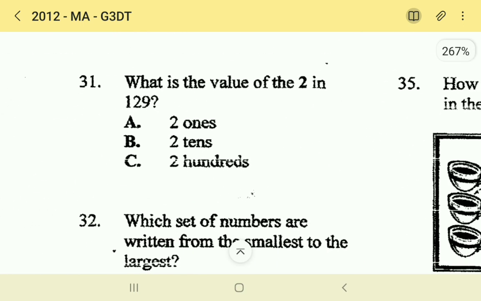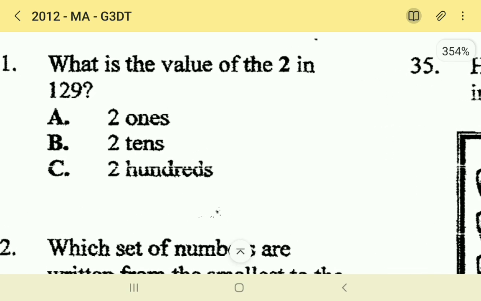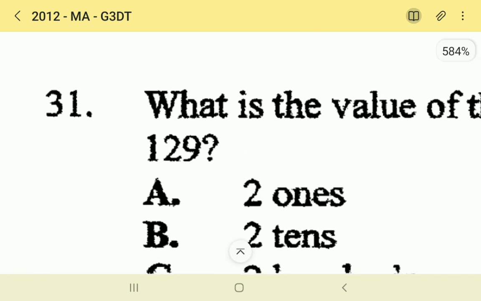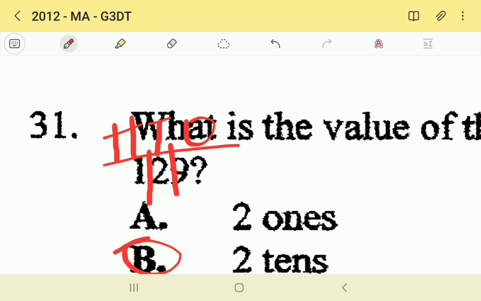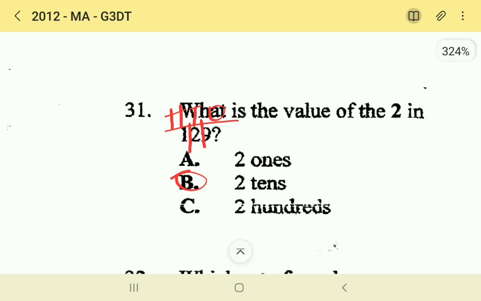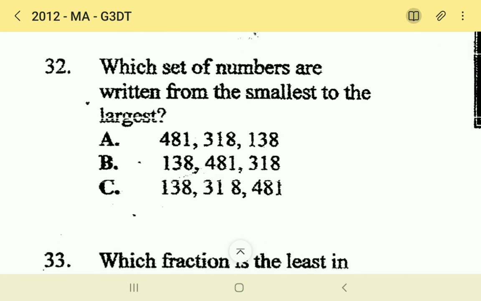31. What is the value of the 2 in 129? If you were to quickly draw your table over this, and you have your 10s and your 1s, this is 100, 10s and 1s, the 2 is 10, so it's B, 2 tens. I'm going fast. 32. Which set of numbers are written from the smallest to the largest?